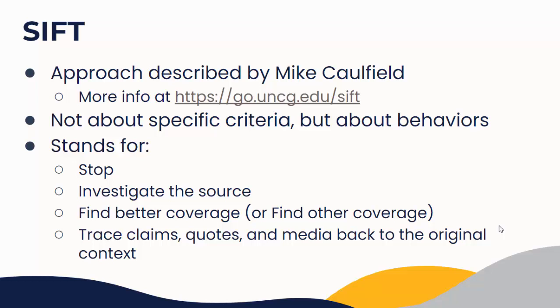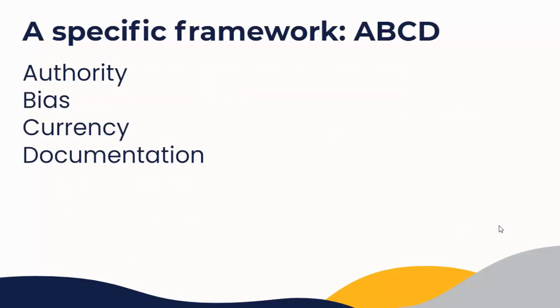Rather than focusing on specific criteria for evaluating a source, Caulfield's encouraging an approach to evaluation and fact-checking that focuses on proactive behaviors on the part of the researcher. But I think that we can blend this approach with a specific framework for source evaluation that we talk about in English 101, the ABCD framework. This stands for authority, bias, currency, and documentation.